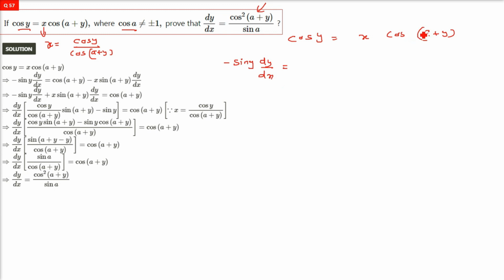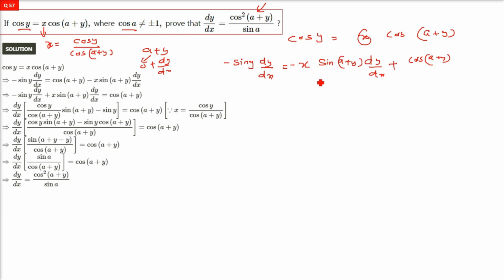On the right we have x cos(a plus y), so we'll use the product rule here. The derivative of cos(a plus y) is minus sin(a plus y), then a plus y differentiated: a is 0, y is dy by dx. Plus then we have cos(a plus y) times d by dx of x, which is 1. So we'll take this on the left hand side.